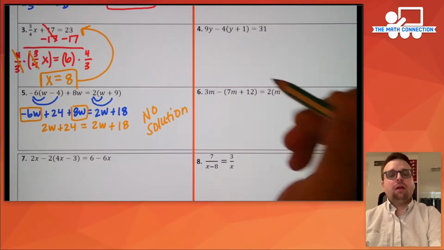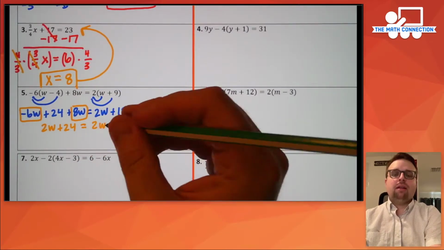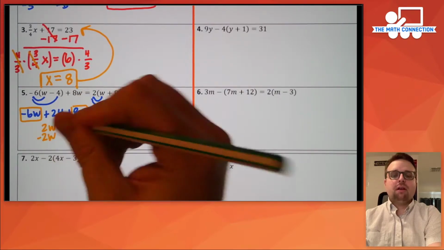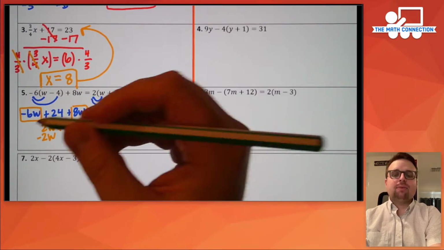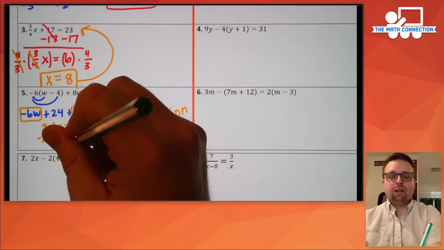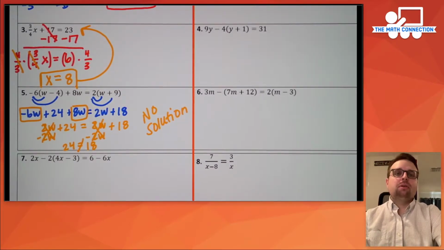solution. And you can solve it other ways too if you want to, like you can subtract 2w from both sides. So this will cancel out, but guess what? This will cancel out as well. And again, all you'll have left is 24 equals 18, which is not true, okay? So that's another way to prove that there is no solution.